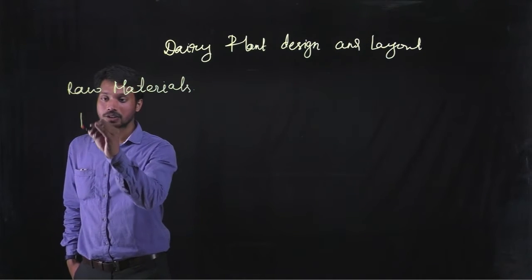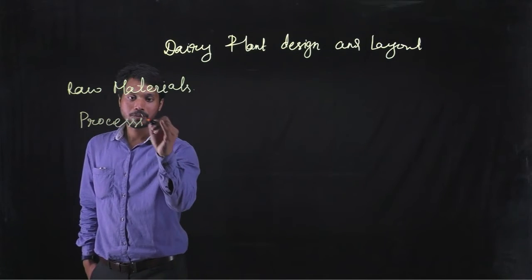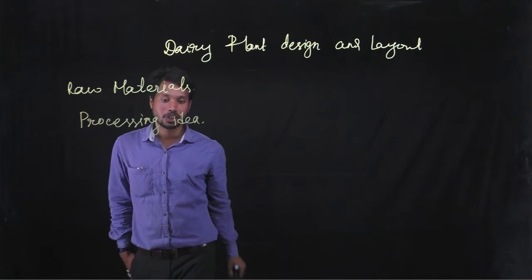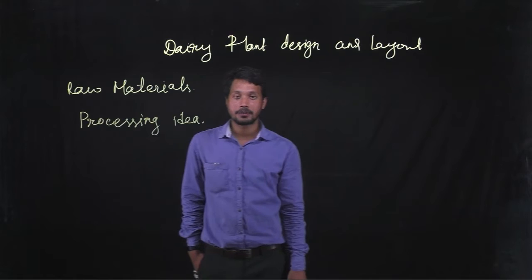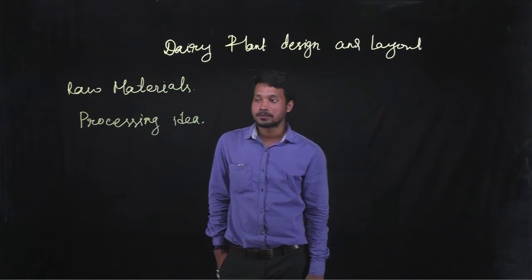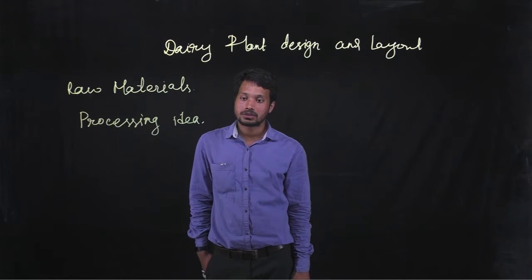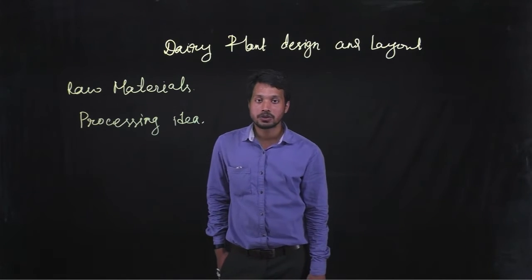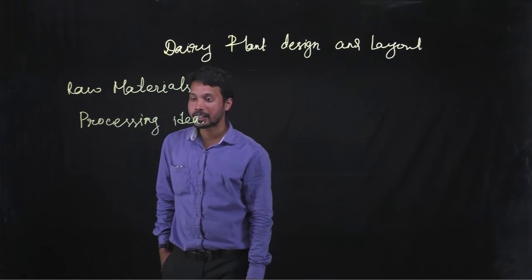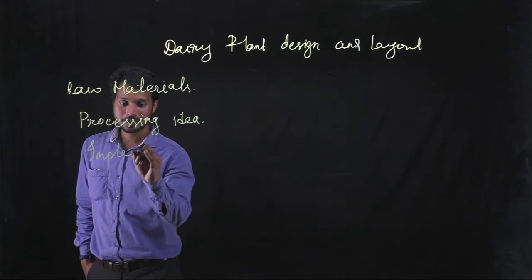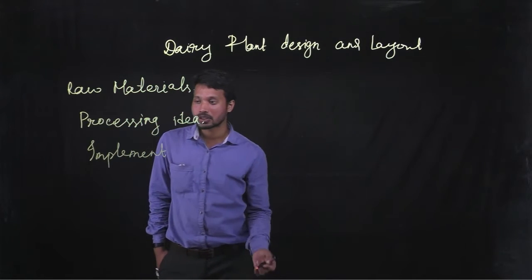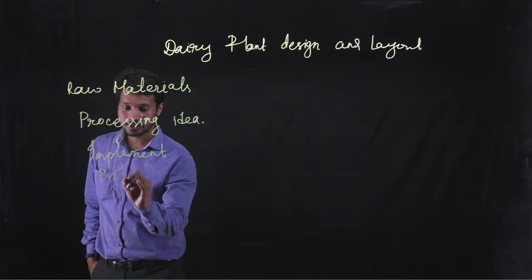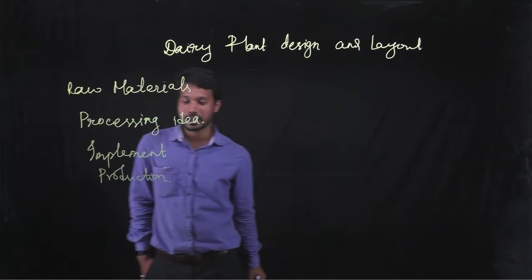Okay, so first you collect or procure the raw materials, and then after having the raw materials, you must have proper unit operations or processing idea, that how you are going to produce your dairy product, or how you are going to use the product or your byproduct. And after having the processing idea, you must implement. Okay, and after implementing, you can start the production, and after production, then you can start marketing and all.